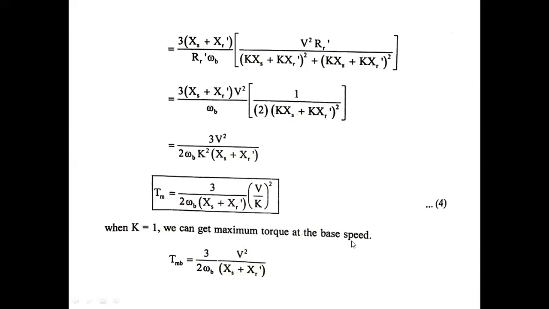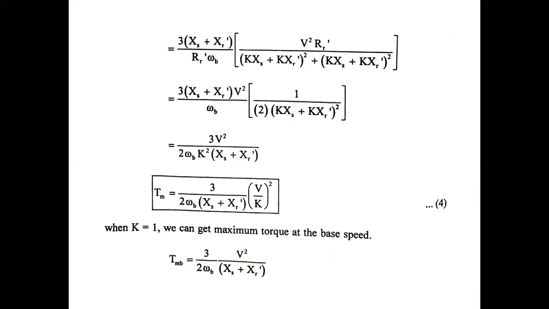If I substitute k equals 1 here, then we can get the maximum torque at base speed. This is the general maximum torque expression for variable frequency operation. The amount of frequency variation you can decide by the k value. Once k is present, that is variable frequency operation in your torque.